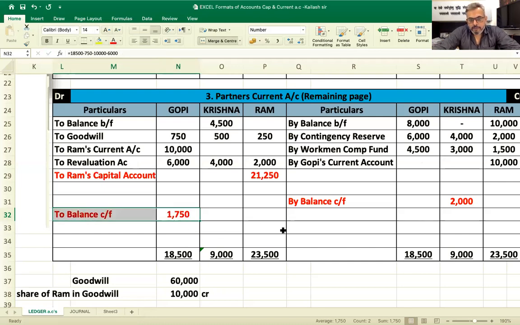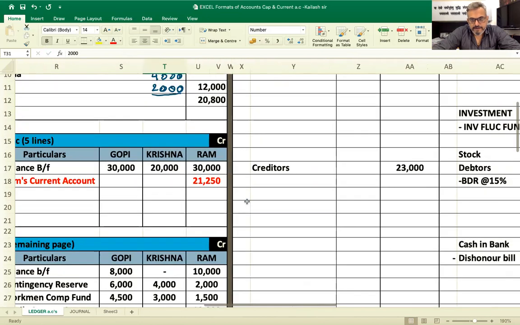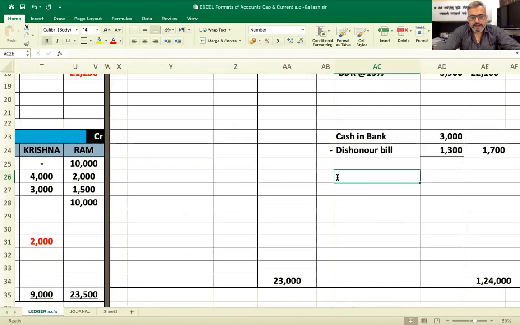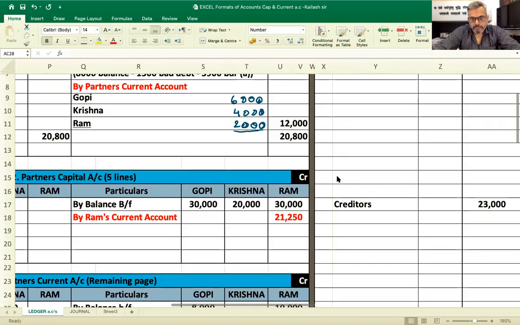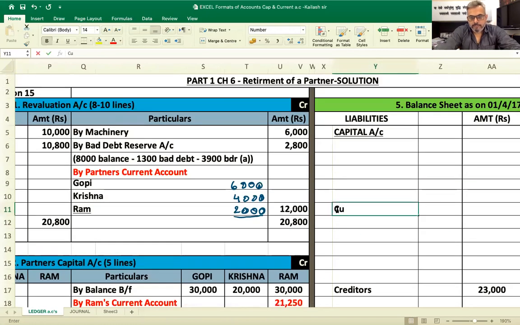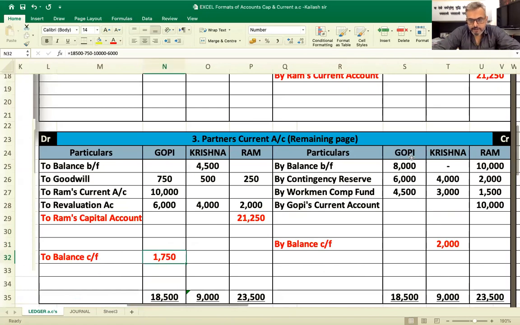Now, over here, Krishna's balance will be considered as a debit balance, because for Krishna, debit side is more than the credit side. So here we write current account, Krishna, amount is 2,000. Current account, Gopi, amount is 1,750. Credit balance, or liability side. This is a credit balance because credit side is more than the debit side.